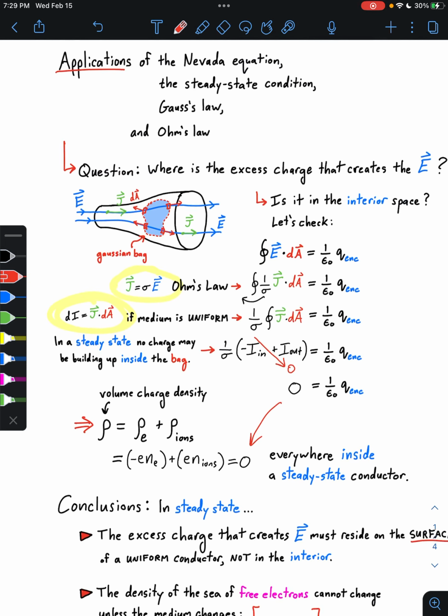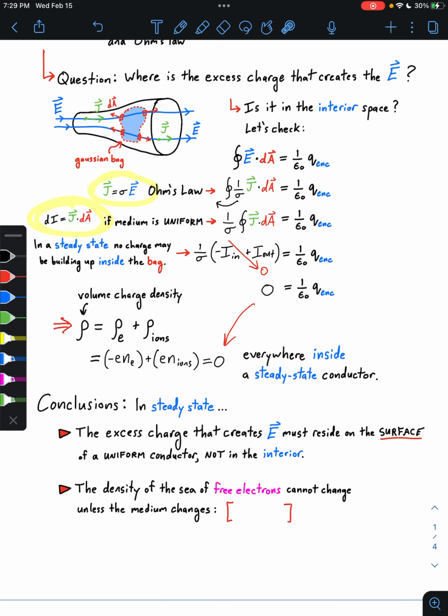So, conclusions. In steady state flow, we've just shown that the excess charge that's creating the electric field cannot be in the interior space. There's no net excess charge in the interior space. So the excess charge that creates the electric field must therefore reside on the surface of a uniform conductor. That's the only other place it could be if it's not in the interior. And therefore, the density of the sea of free electrons cannot change unless the medium changes. That is, we need the number density of free electrons to be the same as the number density of ions everywhere inside.